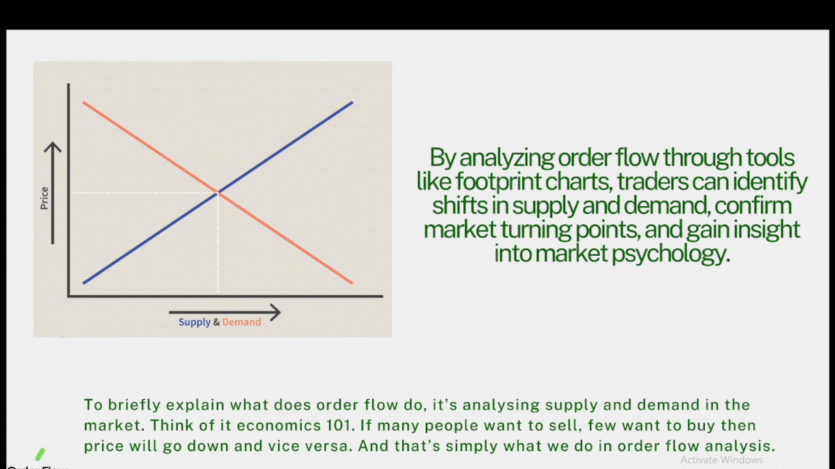If many people want to sell a special product, as I said before, and few want to buy, then the price will go down, and it's vice versa. And that's simply what we do in order flow analysis. We're simply analyzing the supply and the demand, combining it with the price, and then we have greater insight into who's going to buy, who's going to sell, and that's how you can be in the perfect condition with the market behavior.